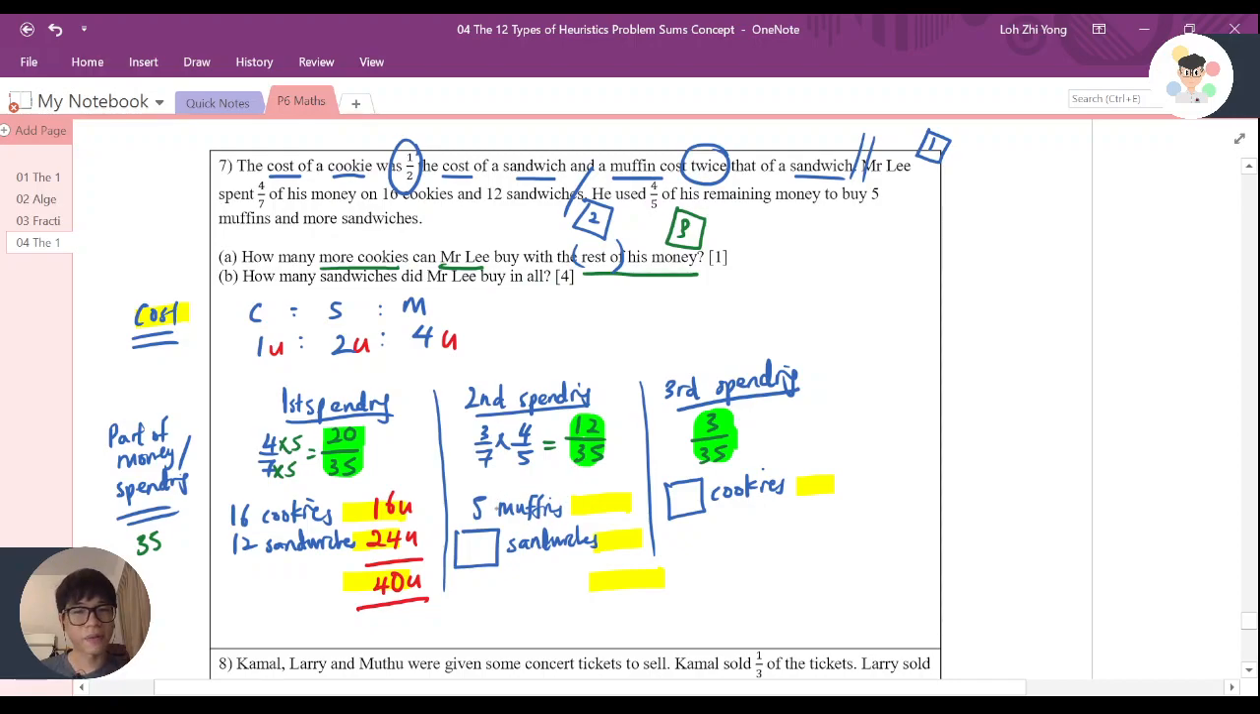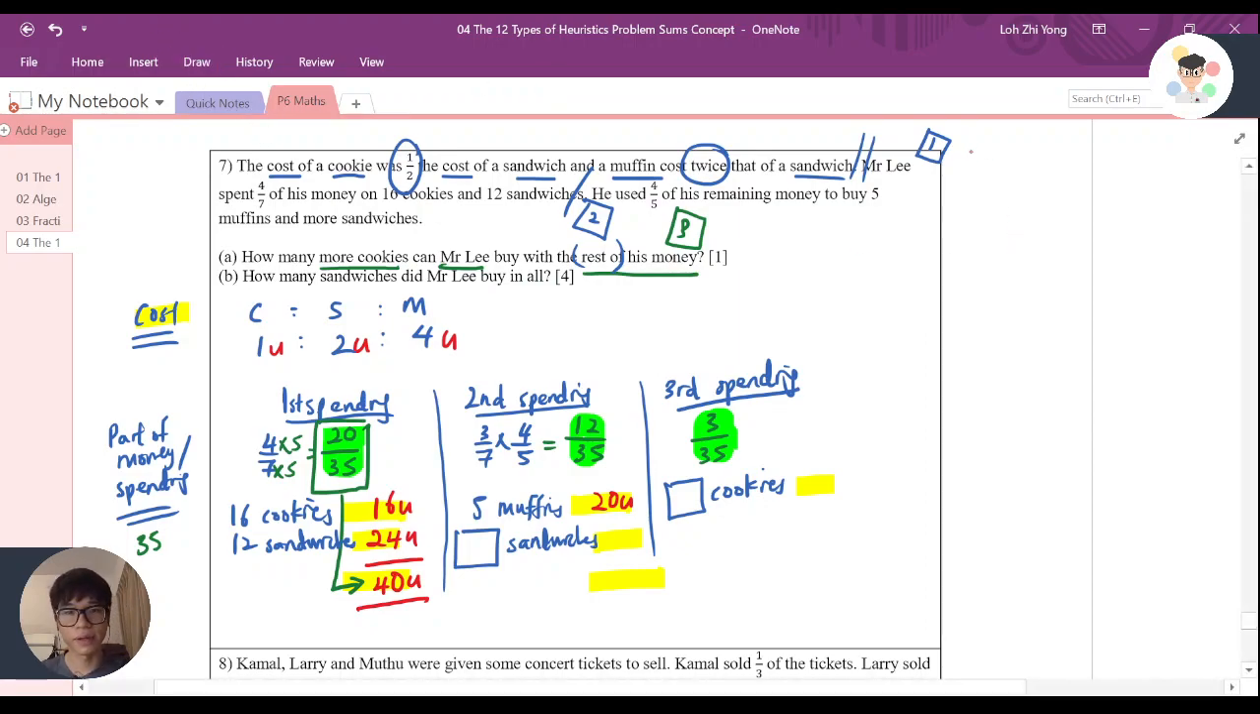Let's try to write down here 5 muffins. 1 muffin is 4 unit, so 5 muffins will be 20 unit. Okay, we are basically done. For the blank one, we don't know, so we can't do anything. But what is interesting is we know that 20 over 35 is actually equivalent to 40 unit. Makes sense, right?